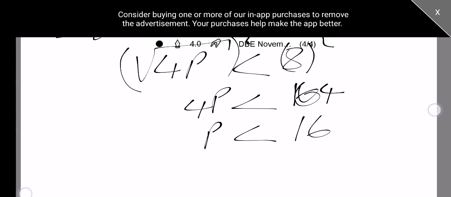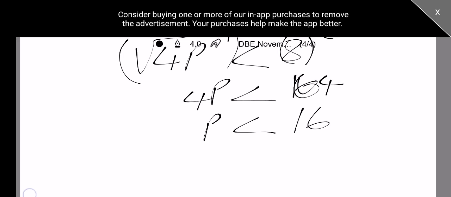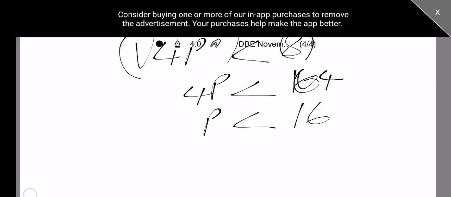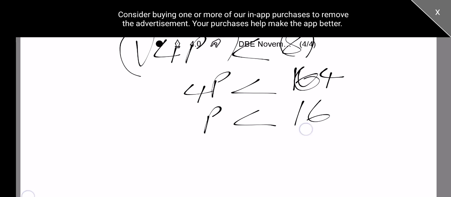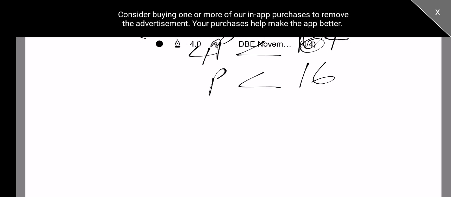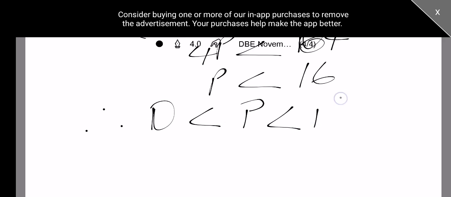Now remember, our first solution was p is greater than 0, and this is our second solution. P is less than 16. That means p has to be between 0 and 16. Therefore, 0 is less than p is less than 16. We're gonna get full marks for this.